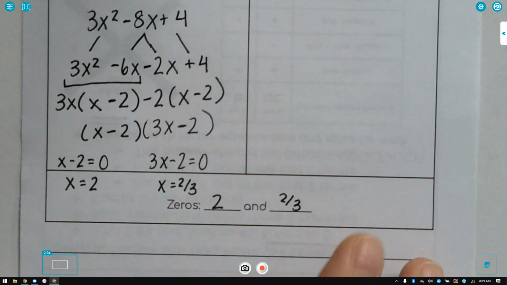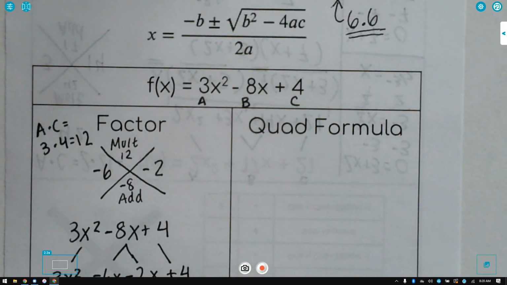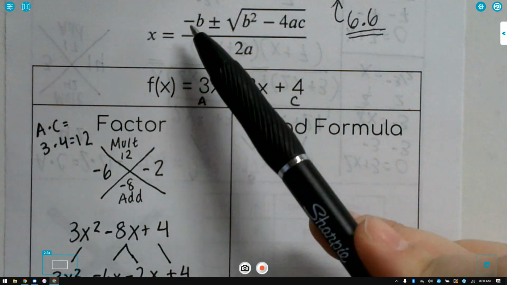And that is using the quadratic formula instead. So we can take the exact same problem, instead of factoring it out, setting our factors equal to 0 and solving, we can use the quadratic formula. We're going to do an example like this, and then you guys can decide which one you prefer. So we've got our quadratic formula up here.